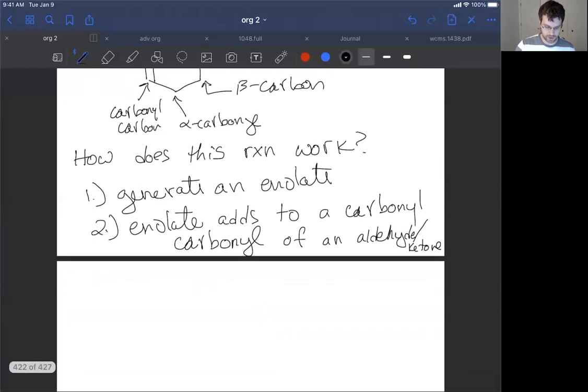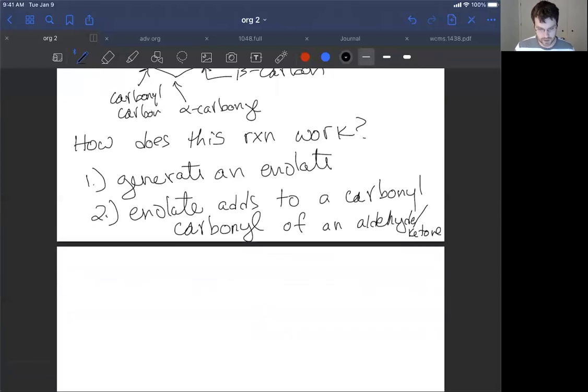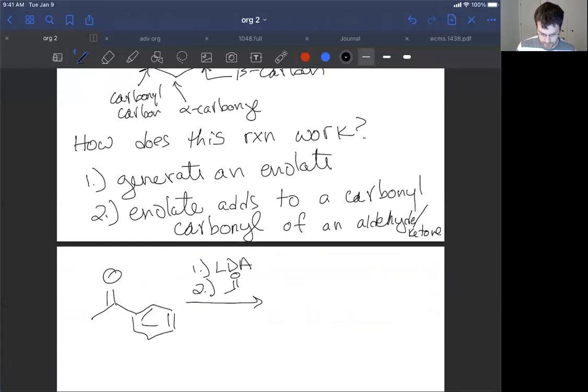Okay, so if we go through the reaction, what we're first going to do is take some sort of carbonyl. Let's go ahead and put a benzene ring on one side. In step 1, we're going to add our base to generate our enolate. That's LDA. Now in step 2, we're going to add another carbonyl. Let's add an isopropyl group onto this aldehyde, just so we can see what happens to that part of the molecule. And then in step 3, we're going to have H plus workup.